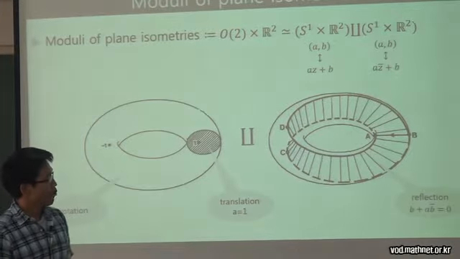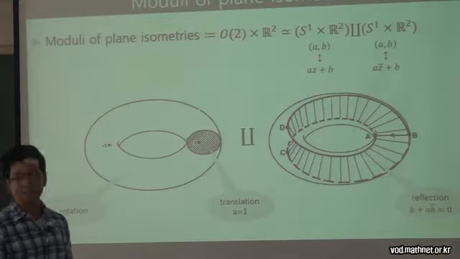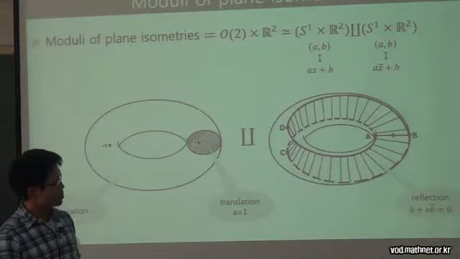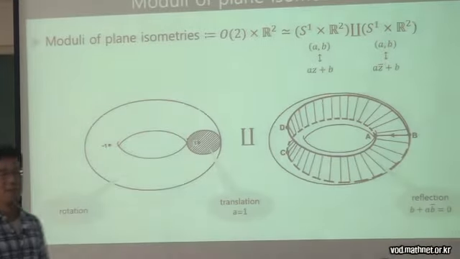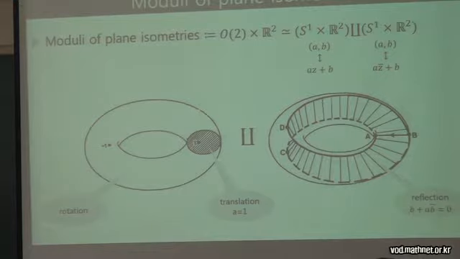And when B plus AB bar is not equal to 0, then it's going to be a glide. And when this holds, it's going to be a reflection. So by thinking about this moduli space, you have a good understanding of the distribution, the geography, of the plane isometries. So that's what's good about thinking about the moduli space of the objects that you are interested in.